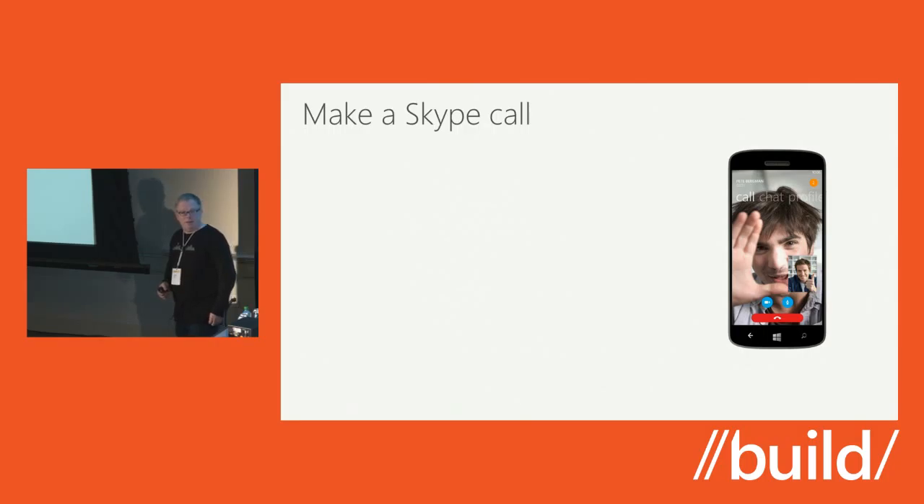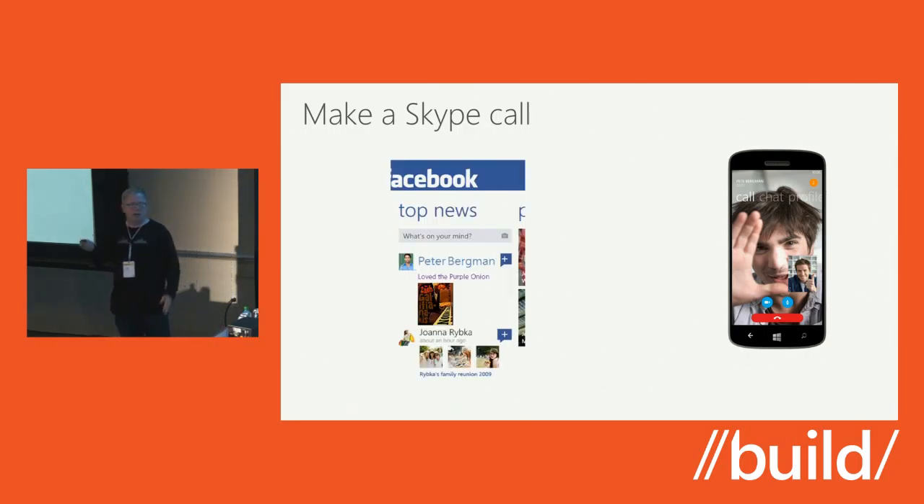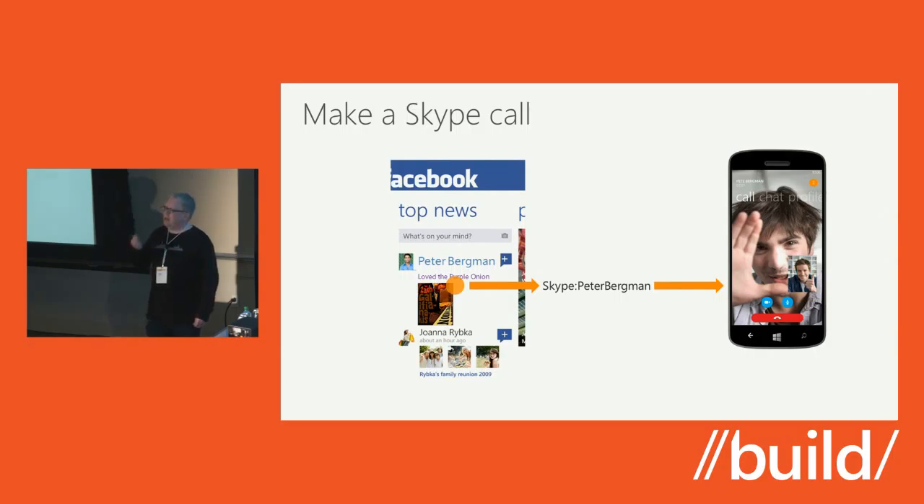So here's an example of a slide that didn't work the way I thought it would. So making a Skype call is the Facebook application. I click on Peter Bergman, and then it just calls Skype Peter Bergman, and then you get a guy with really strange hair showing up. But the key thing is, your application doesn't have to do anything new. If you can launch a URI, you can launch Skype. Questions at the end? Questions at the end, yes, sorry.